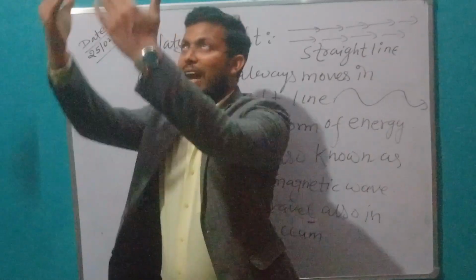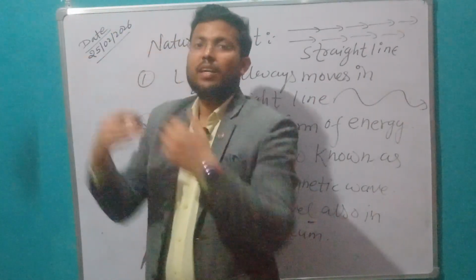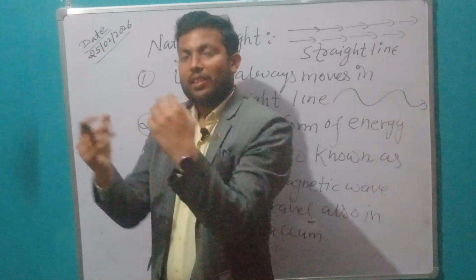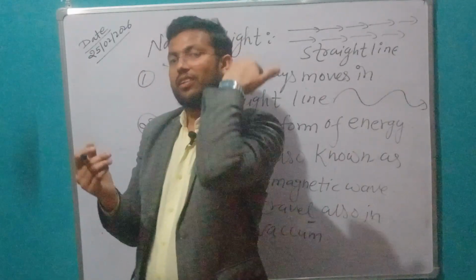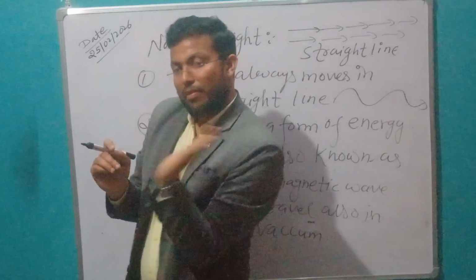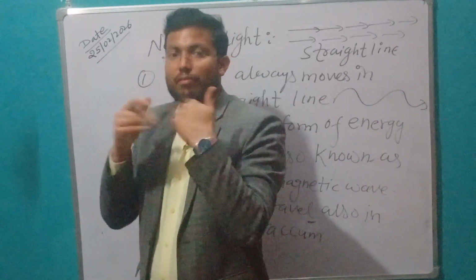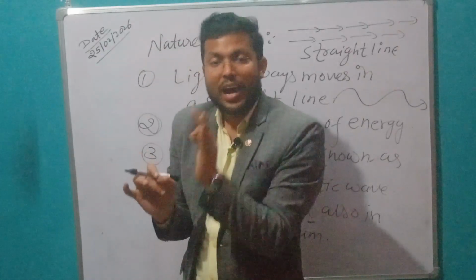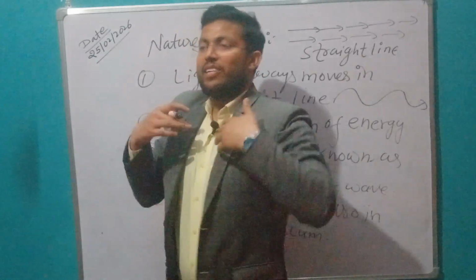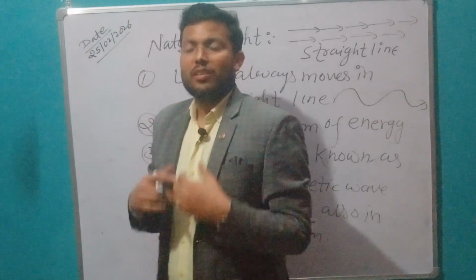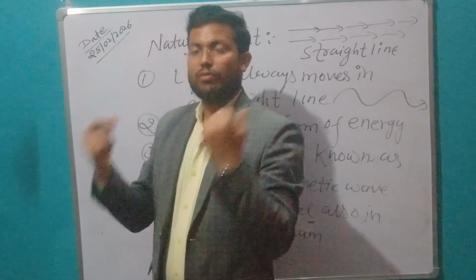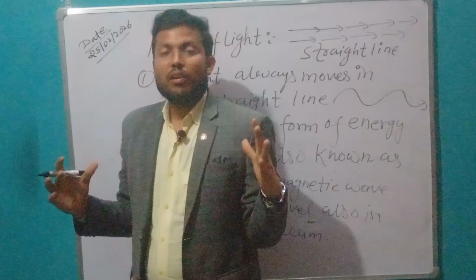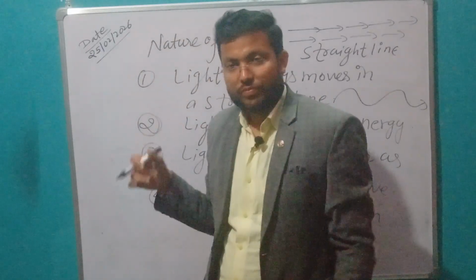When I stand here, the light comes from the bulb to me, and then I stop the light. The light cannot move in the forward direction, because light can never be bent. Light is blocked and turns back, and does not pass forward, due to which we get the shadow on the board. Okay.